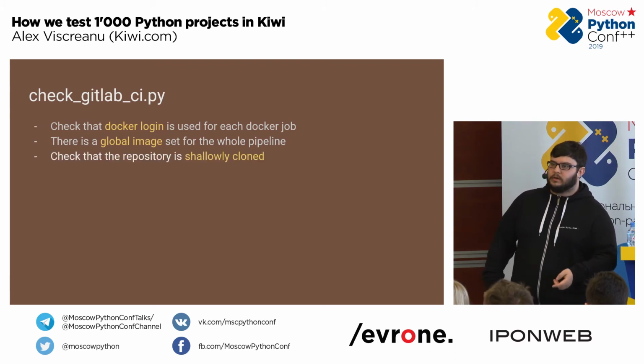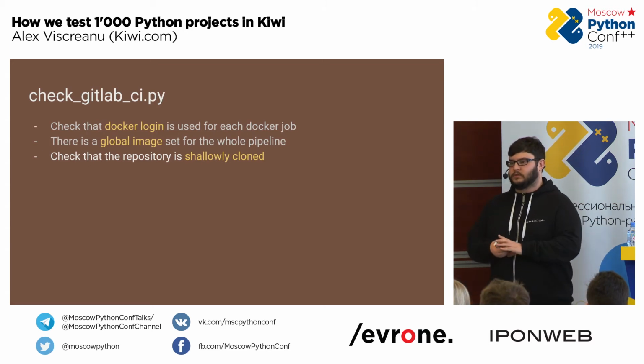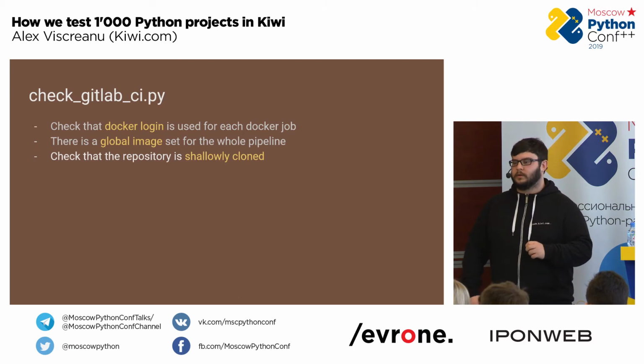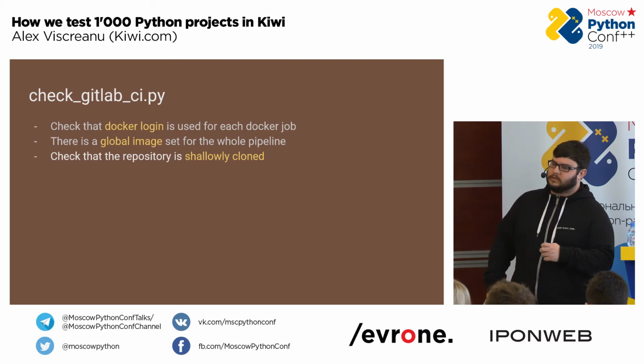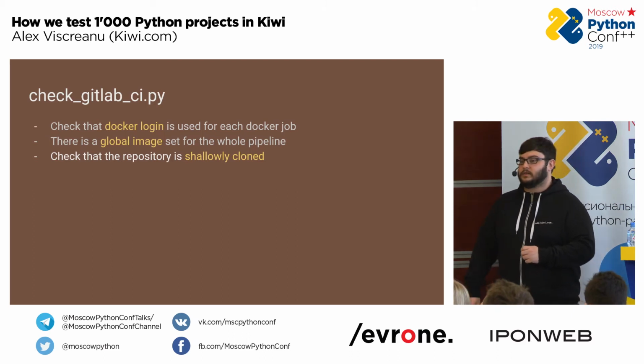We also check that the repository is shallowly cloned. This is huge, really important for big repositories. Our front-end repository is extremely old and extremely big. It's like 2 gigabytes or something like that. So trying to clone 2 gigabytes every time is a lot of time.